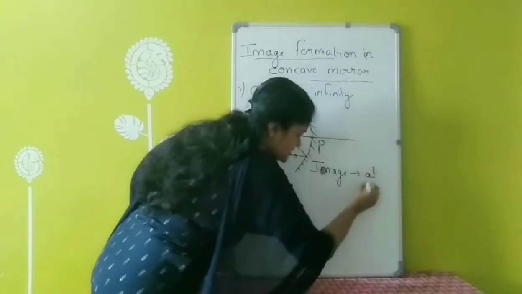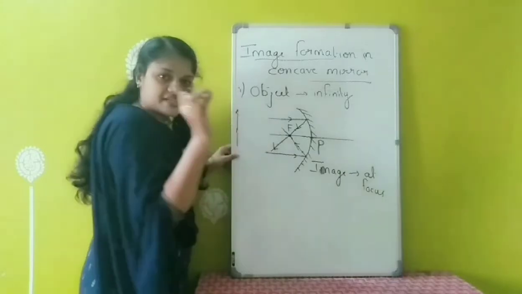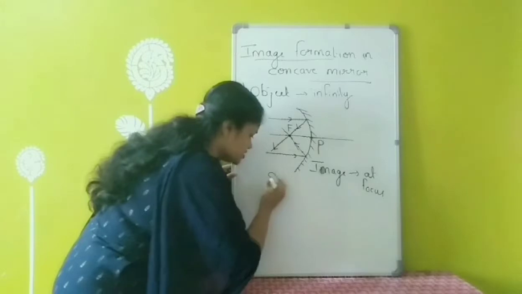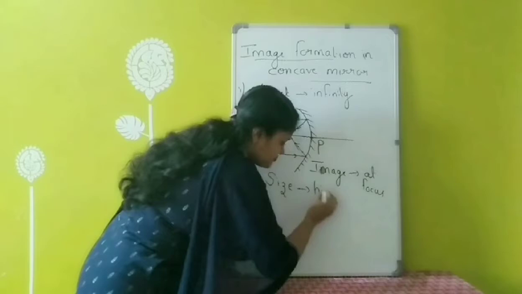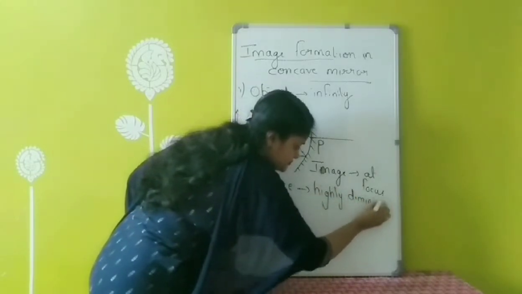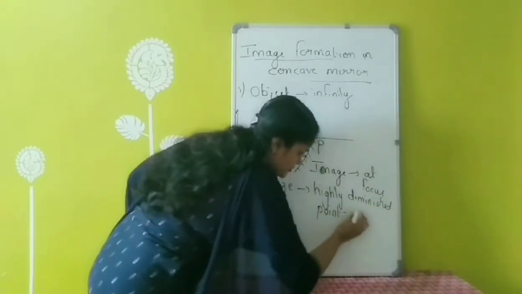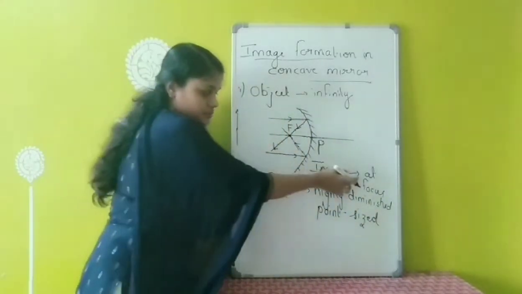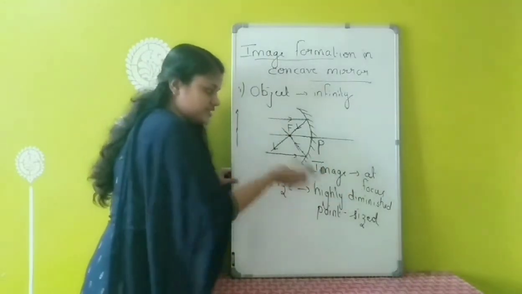Image is at focus. And what about the size of the image? We are getting only a point here, isn't it? That means the image may be point size, highly diminished. So the size of the image is highly diminished, point size. So we got the position of the image. That means we are getting the image at focus. And what is the size of the image? Highly diminished, point size image.